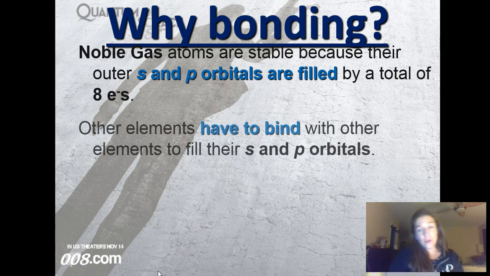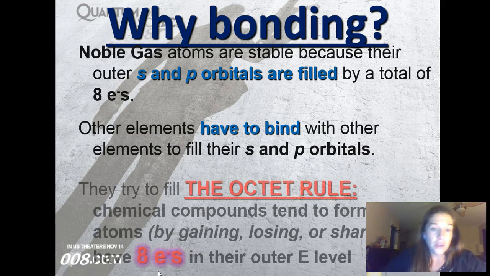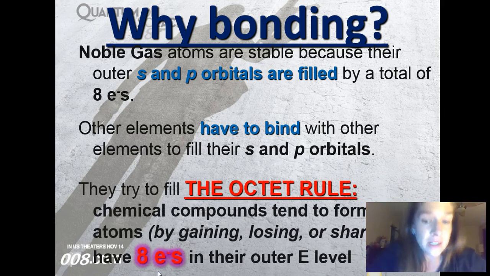All right, so there are these other elements and they're super envious of the noble gases and their amazing octet status. So what they have to do is bind or combine themselves with other elements in order to fill their s and p orbitals. And they go about this in different ways, and we are going to talk about the different ways that they do that throughout this unit. So to try to fill these octets, chemical compounds form.